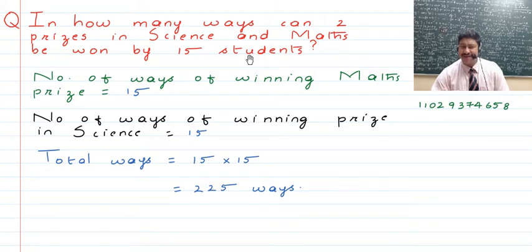And similarly, if we talk about the number of children who have the capability of winning a prize in science, it will again be 15, because one person who has won the prize in maths can get the second prize in science also, which is the only prize in science. That means a single boy or a single girl can get the prize in maths as well as in science. So as such, to win the prize in science also has 15 options.